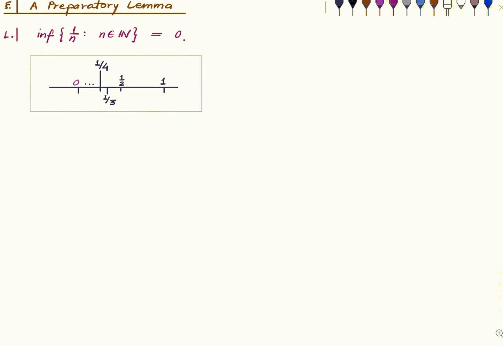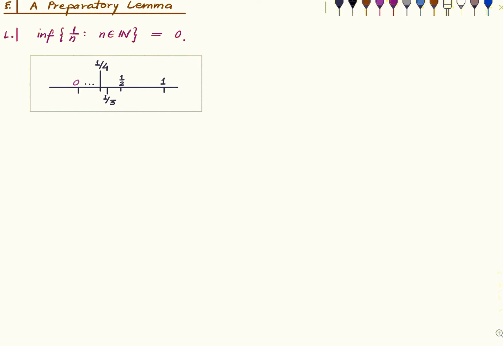We want to show that 0 is the greatest lower bound, and this should be intuitively obvious. You cannot have a positive number that serves as the greatest lower bound. Clearly 0 is a lower bound. Everything here is greater than 0. And so 0 is a lower bound, but we want to show that it is actually the greatest lower bound.